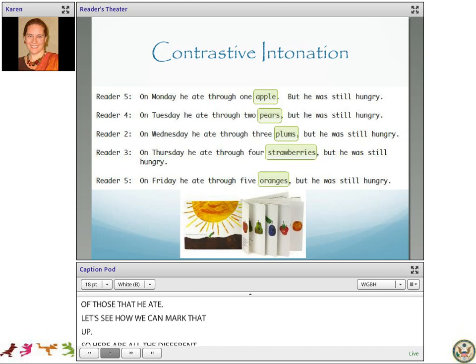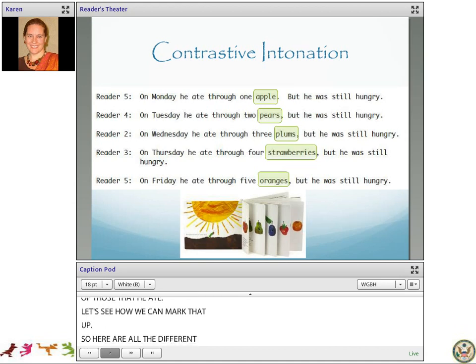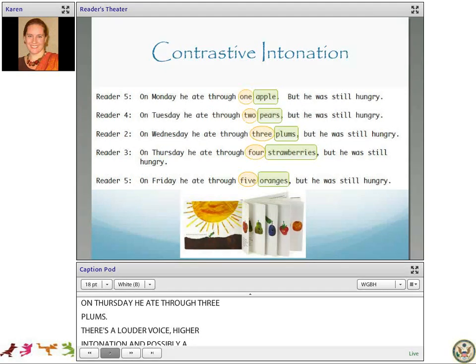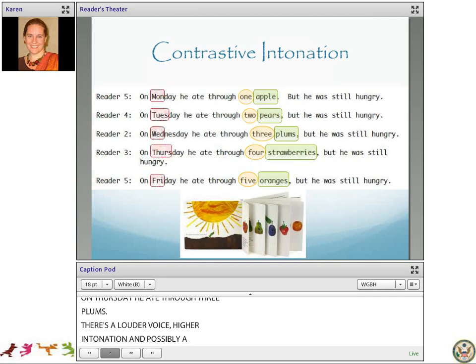And the way this sounds when we read it aloud as a delivery would be that on Monday he ate through 1 apple. On Tuesday he ate through 2 pears. On Wednesday he ate through 3 plums. So there's a louder voice, a higher intonation, and probably a greater pause afterward. That's possible. We can combine that with the contrast of the numbers there and with the contrast between the days of the week.